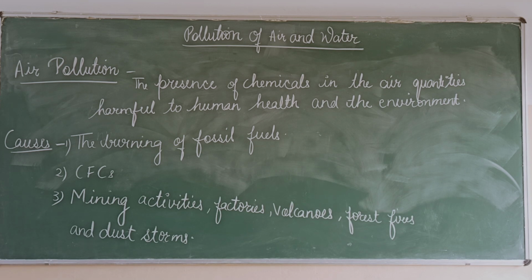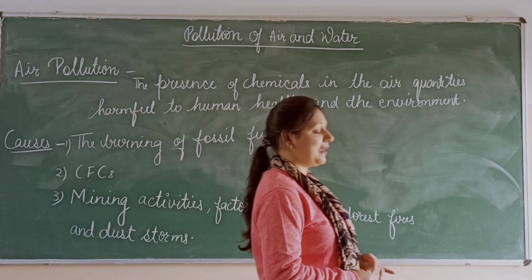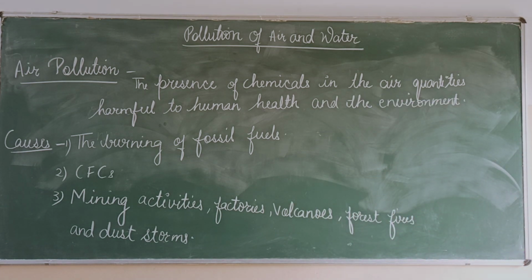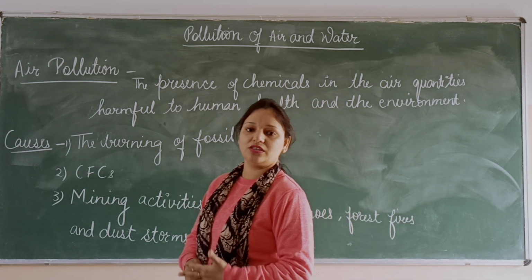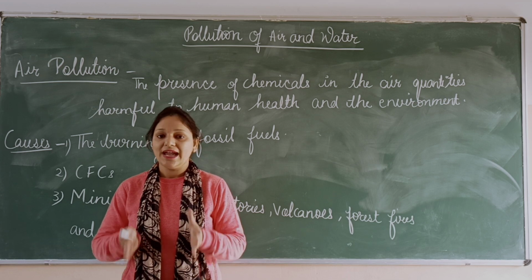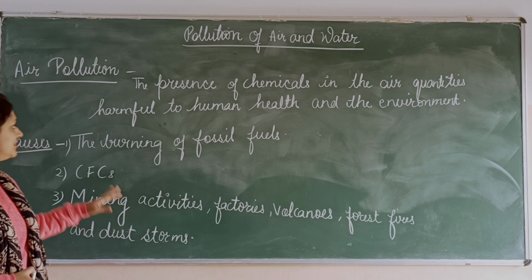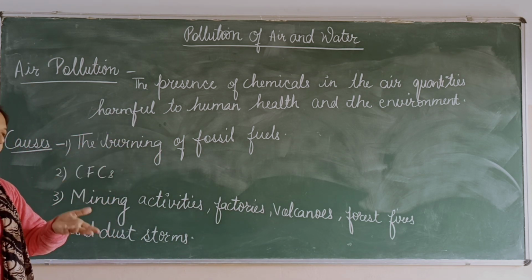So, what is air pollution? The presence of chemicals in the air, in quantities which are harmful to human health and the environment, is known as air pollution. Students, in simple language, it is any undesirable change in the properties of the air. And the word undesirable covers all the hazards also, like it is harmful to human health and it is harmful to the environment also.